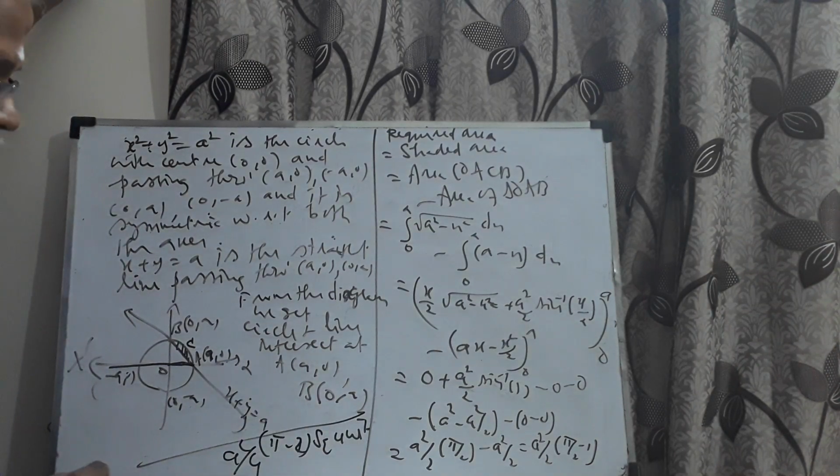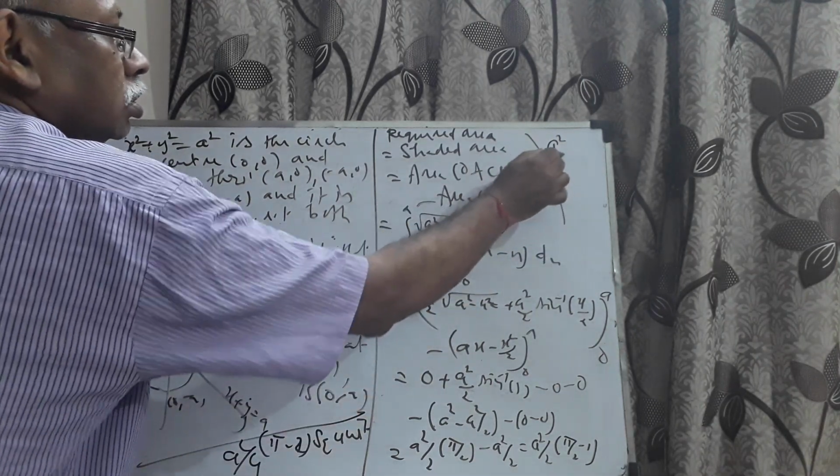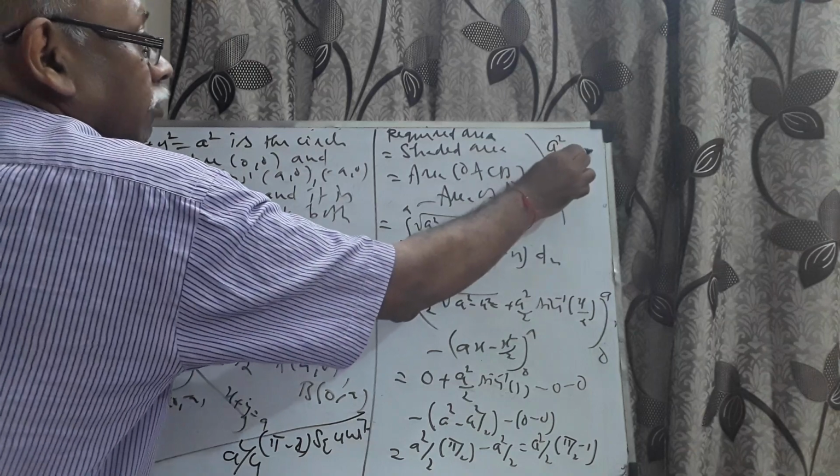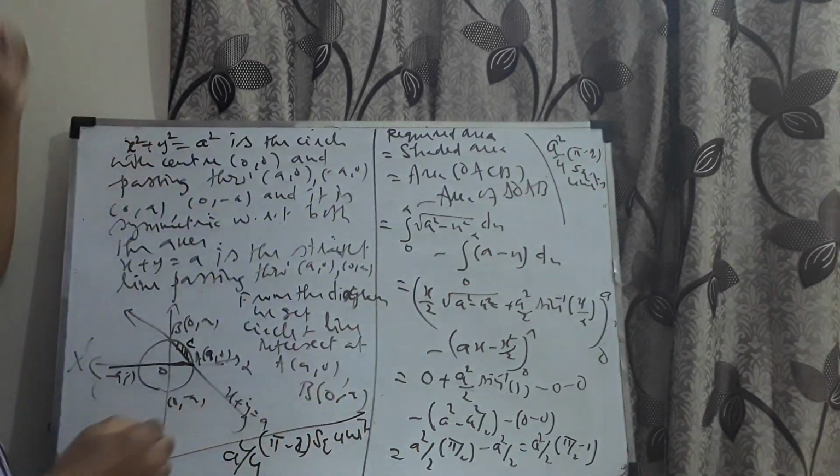Okay, A square by 4 into pi minus 2 square units, or if it is not visible, I will write over here: A square by 4 into pi minus 2 square units. Final answer I am writing at the top. It just may not be visible at times, the lower part.